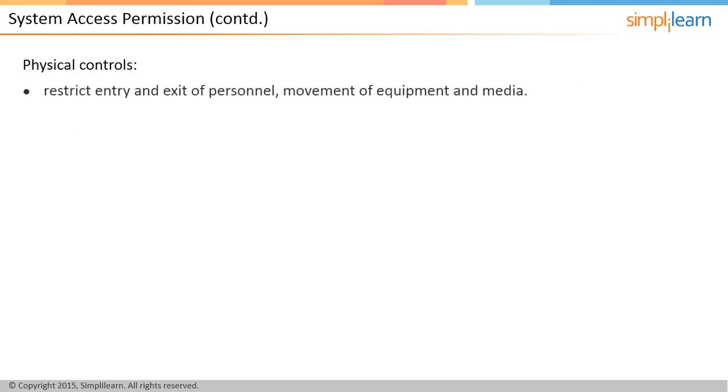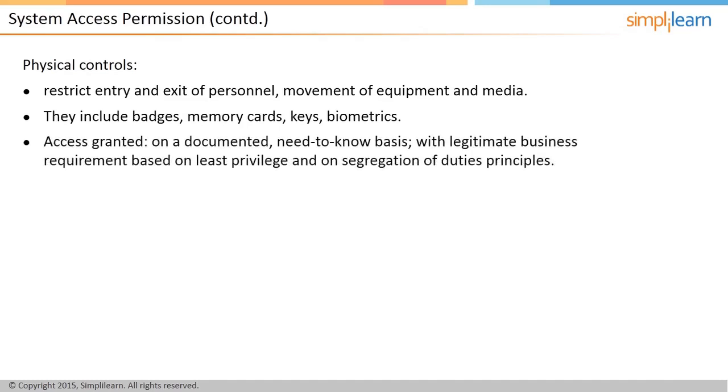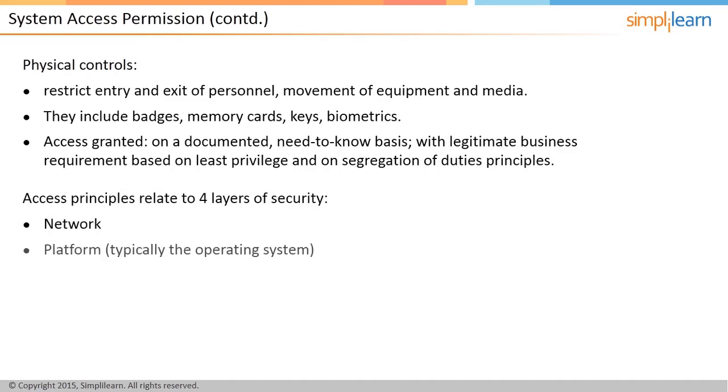Physical controls restrict entry and exit of personnel, movement of equipment and media. They include badges, memory cards, keys, and biometrics. Access is granted on a documented, need-to-know basis, with legitimate business requirement based on least privilege and on segregation of duties principles. Access principles relate to 4 layers of security, namely network, platform, typically the operating system, database, and application. In the next screen, we will learn about mandatory and discretionary access controls.